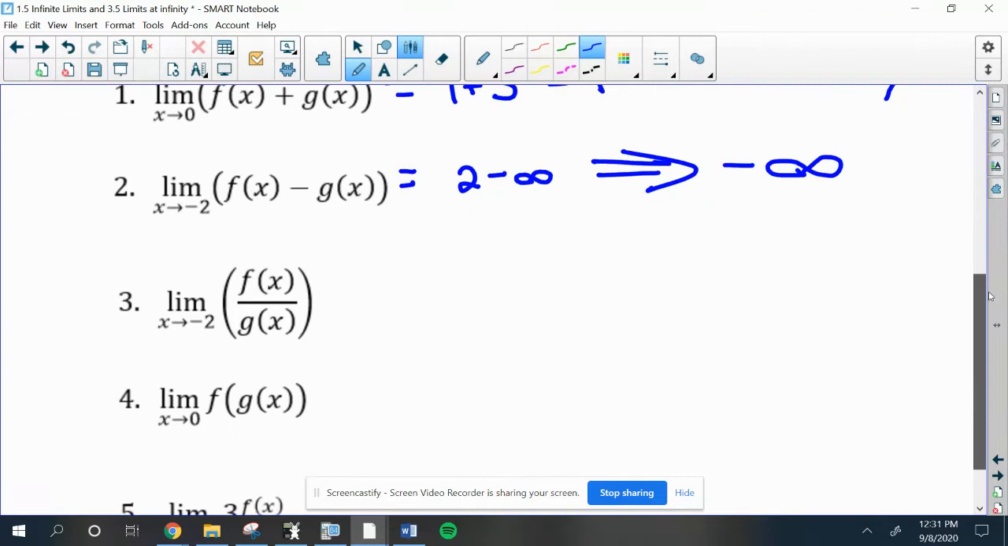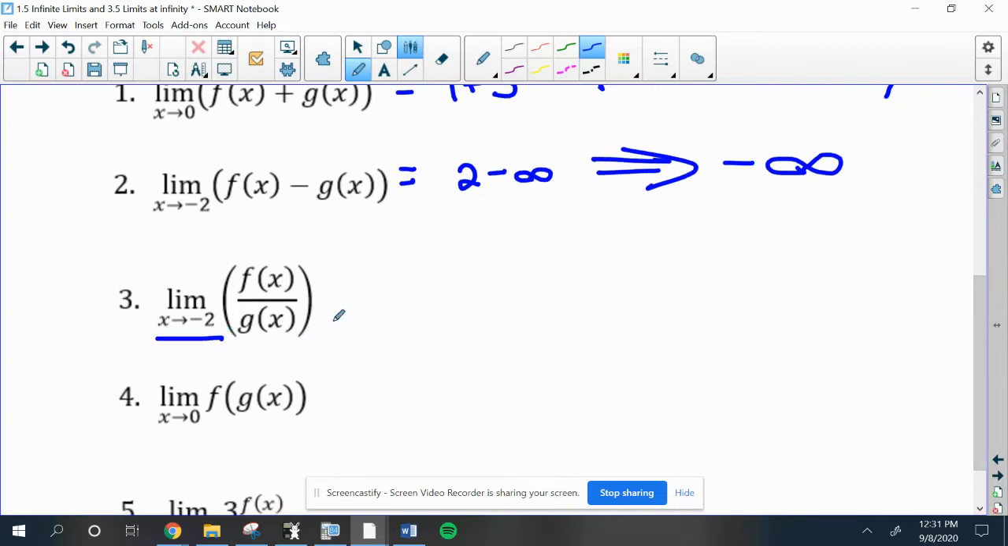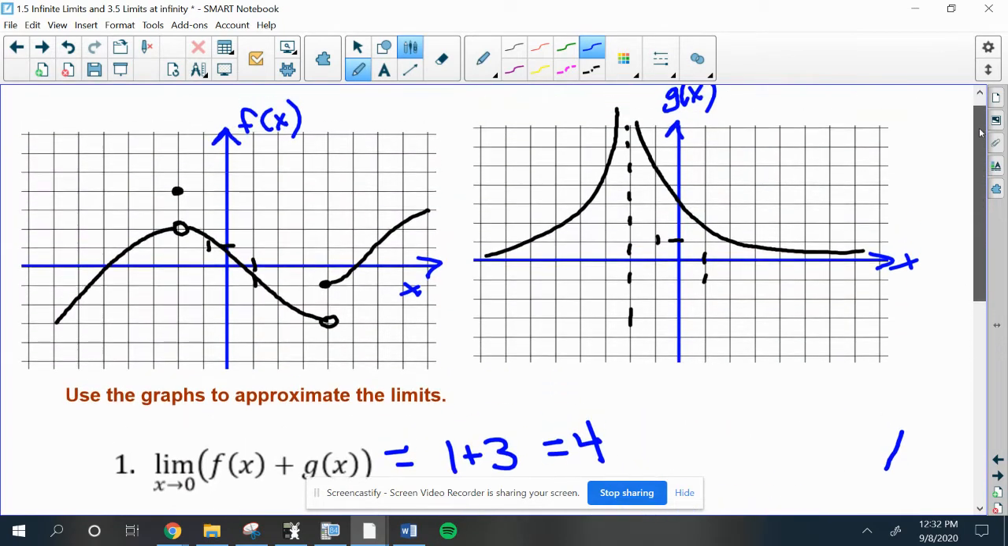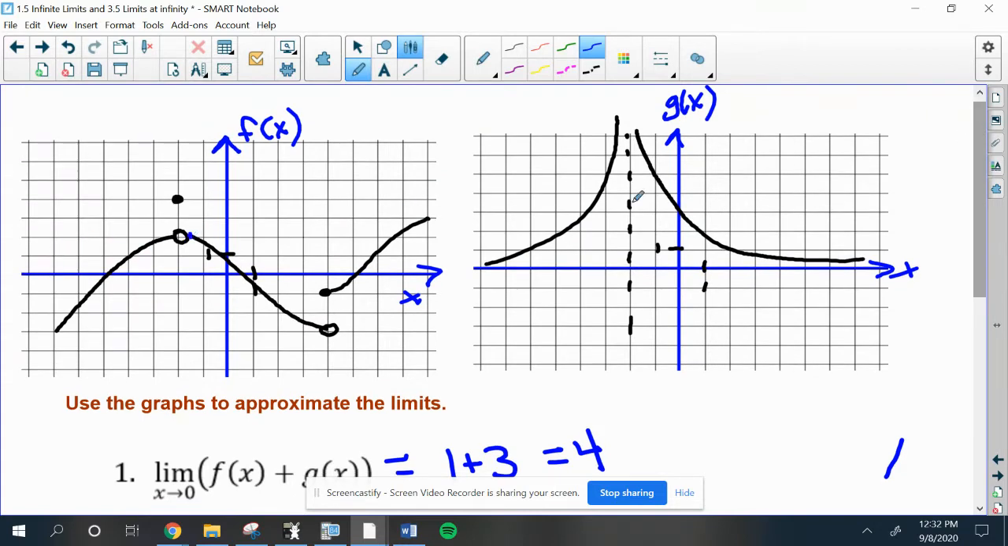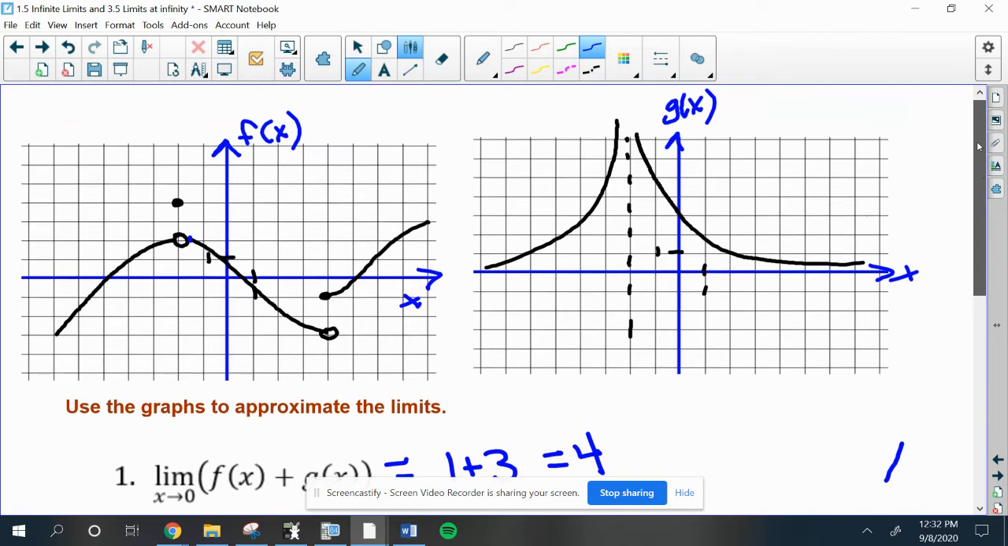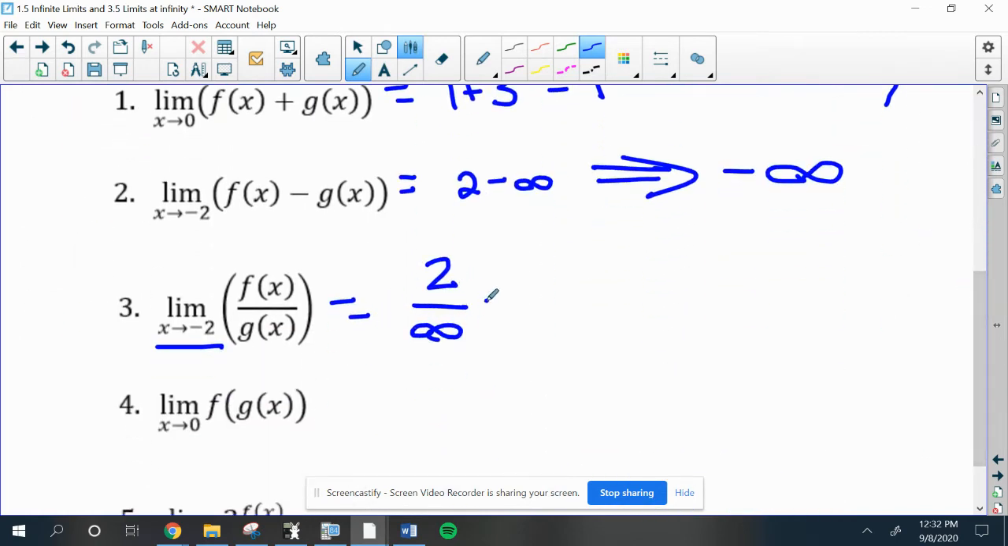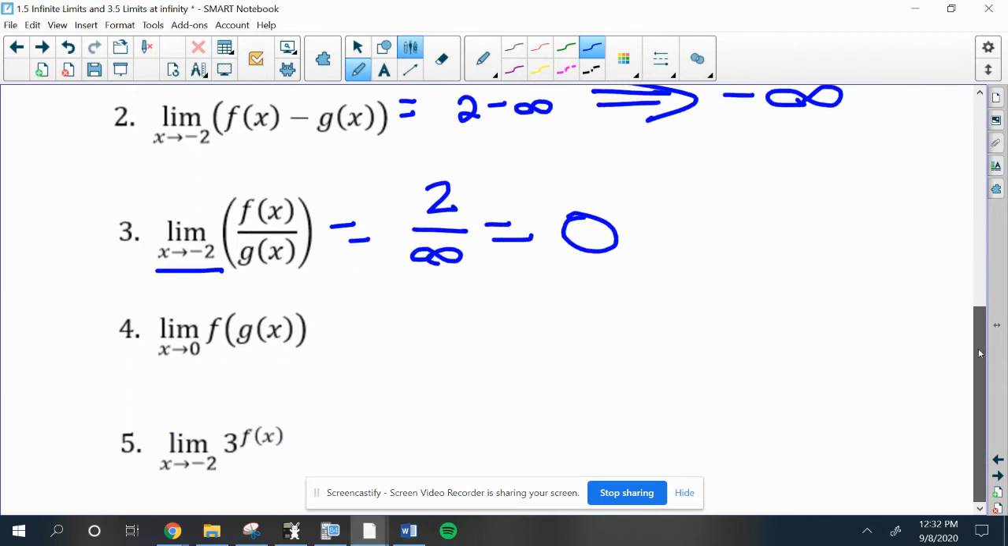Same type of question, but now we have f of x divided by g of x. So the limit as x approaches -2 of f is still 2. The limit as x approaches -2 of g of x is infinity, as seen by the graph. So 2 for f, infinity for g. And when you get that situation, 2 divided by infinity is going to be 0.